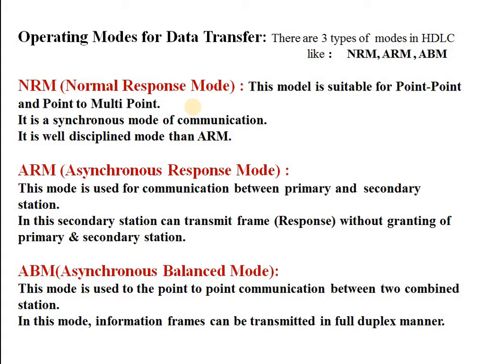There are three kinds of stations: primary, secondary and combined station. In ARM, a secondary station can transmit a frame without the granting of the primary station.